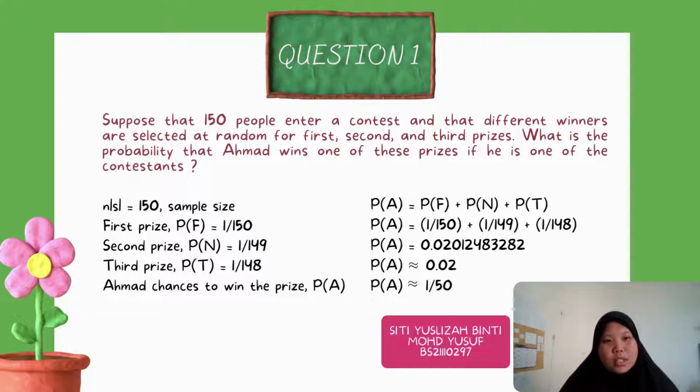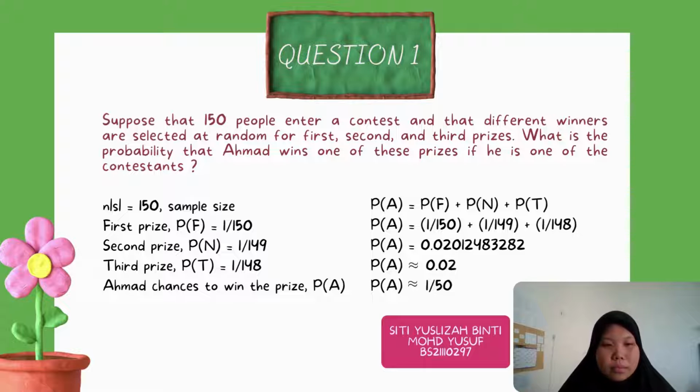Today I'm going to present my part, which is from chapter 6, question 1. The question is: suppose that 150 people enter a contest and that different winners are selected at random for first, second and third prizes. What is the probability that Ahmad wins one of these prizes if he is one of the contestants?